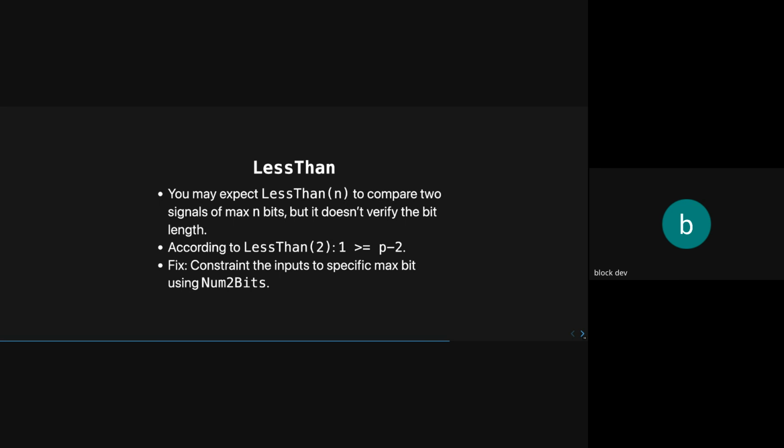And then the fix here is, first of all, if you're a library developer, just document what your assumptions are. And if you're a developer on top of it, just be aware of those assumptions and satisfy any preconditions outside the library. So here the fix could be to constrain the inputs before calling LessThan, using another helper library present in Circom called Num2Bits, which fails the verification if your signal exceeds a certain bit size.